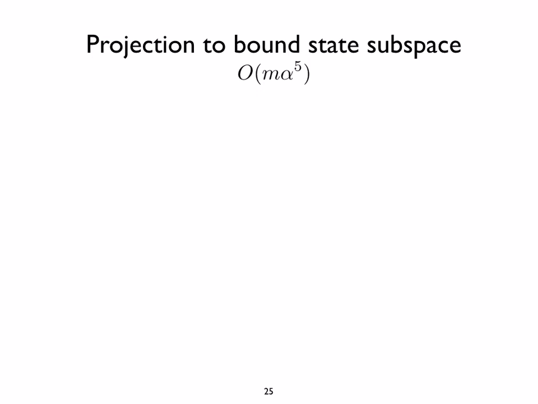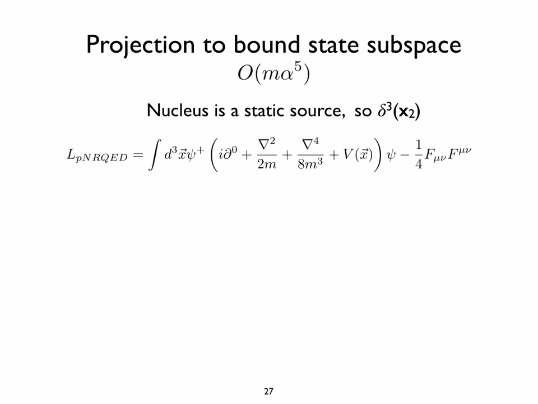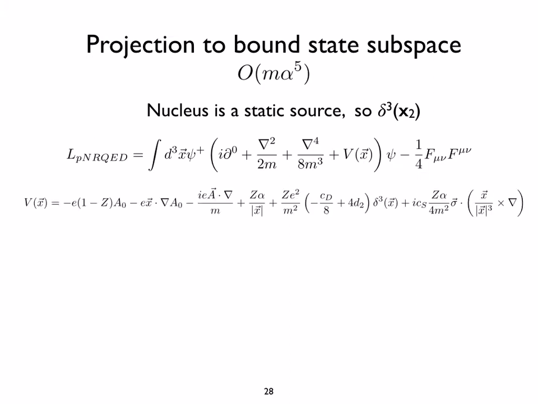We will obtain it by expansion of the Lagrangian up to the order alpha to the fifth. From the nucleon we will have only a delta function because it's treated like a static source. We will have the same kinetic term but now with usual derivatives, not covariant, and we will have the potential piece of interaction between electrons, or our bound state, and ultrasoft photons.